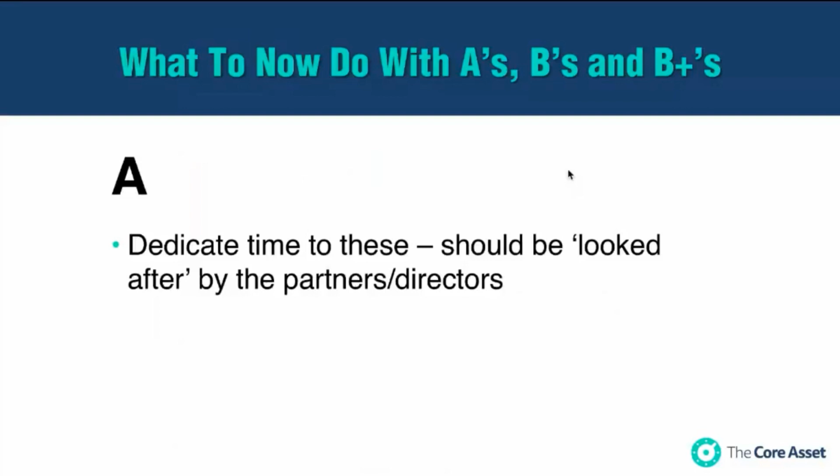They're much more likely to spend more with you if you spend more time with them. Ideally the partners or the directors of the organization should be looking after your A clients, obviously supported by the team, but the primary focus of the owners of the business should be dedicated to A clients. Another reason for doing this is you want to ring fence them. You want to make sure that they're unable to be sweetened by other competitors to take them away from you.